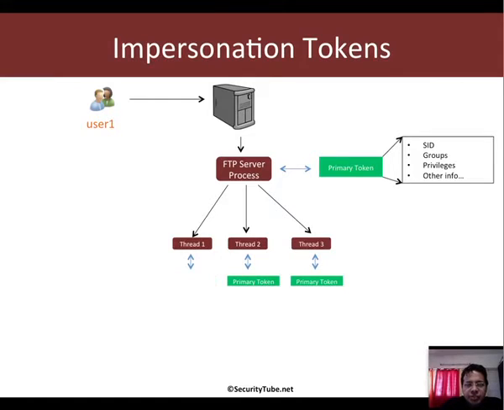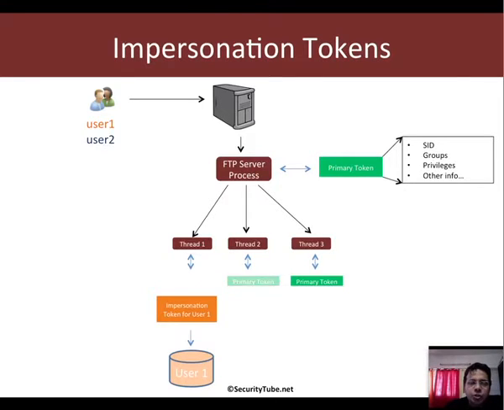User 1 logs on to the FTP server and an impersonation token is assigned to the thread in the FTP server process which is servicing user 1. The FTP server process either creates a new thread or uses the user credentials to get an impersonation token for user 1. Using that impersonation token, the FTP server process thread can access any resource or do any operation which user 1 is allowed to do on the system.